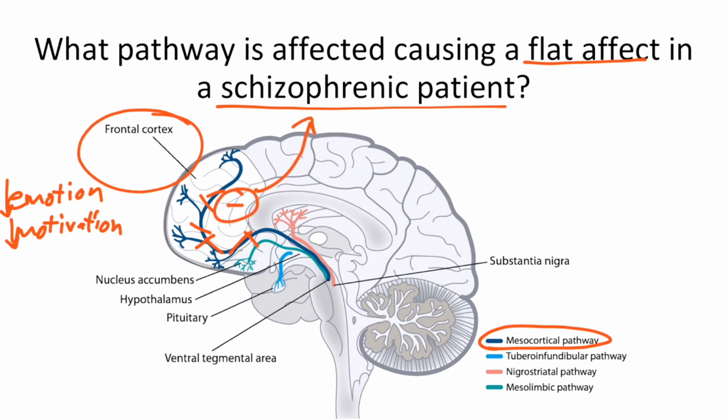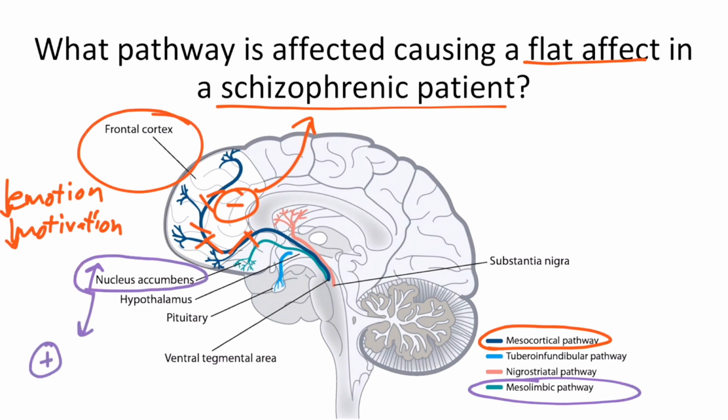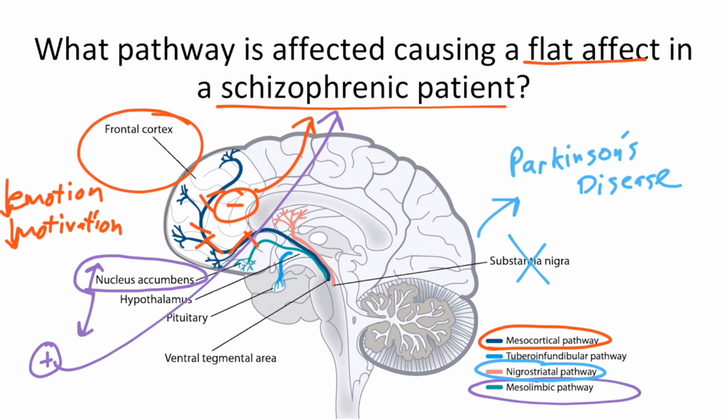As a side note, recall that when dealing with the Mesolimbic pathway, here in green, when you get this hyperactive, you're actually going to get increased activity of the limbic system, including the nucleus accumbens, which causes those positive symptoms associated with schizophrenia. When you have a problem with the nigrostriatal pathway, or damage to the substantia nigra, you're going to get Parkinson's-like symptoms, or Parkinson's disease. And when you think Tuberoinfundibular problem, think hyperprolactinemia. And that concludes this section.